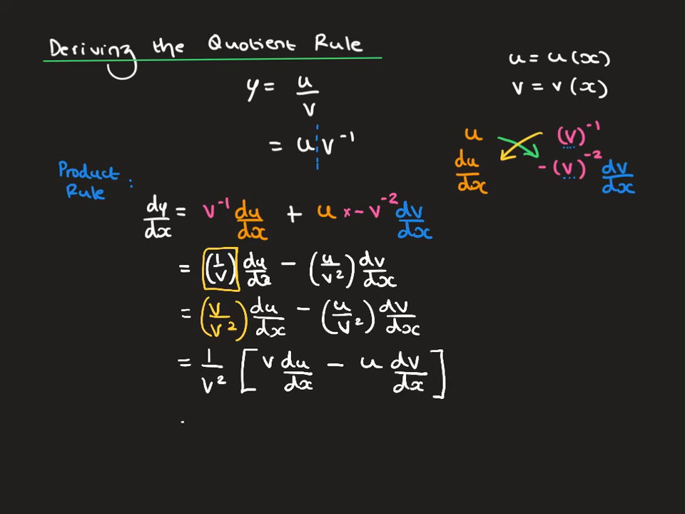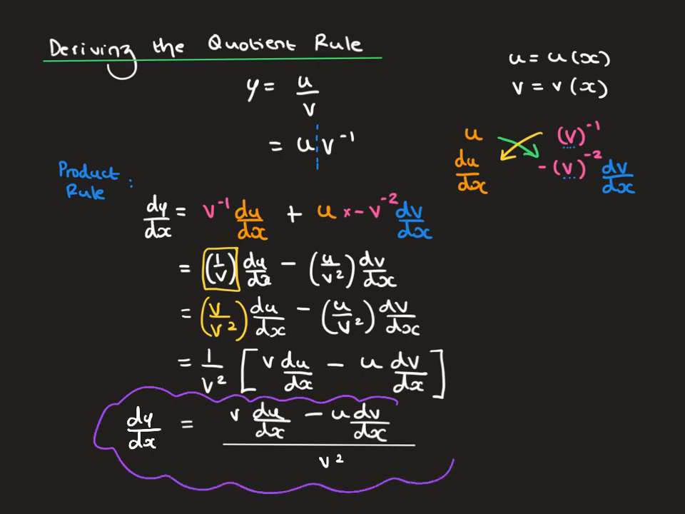And this should be very familiar to everybody as the quotient rule. V multiplied by du by dx minus u multiplied by dv by dx all over v squared. And this is dy by dx. So the quotient rule can be derived using the product rule.